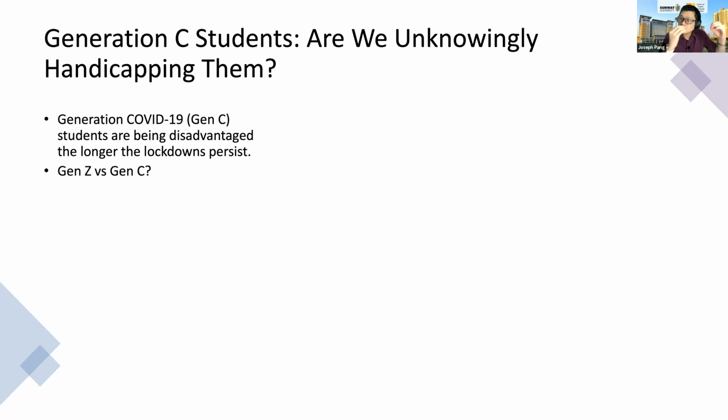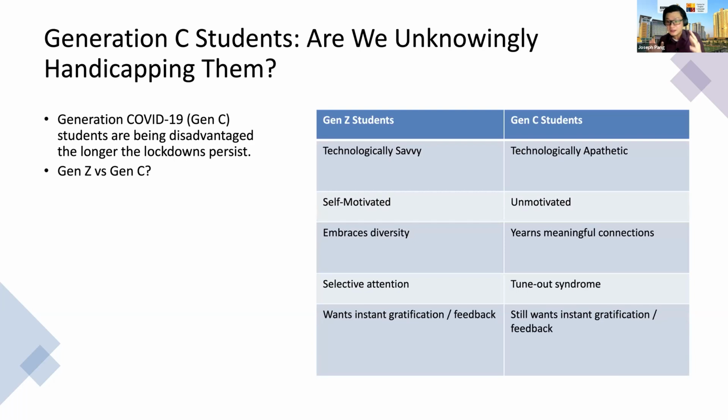It changed them from Generation Z to Generation C. It's a particular special type of generation that only happens during lockdown. Why? Because it creates technologically empathic students. Remember, Generation Z students are technologically savvy. They are born into technology. They are born knowing how to use touchscreen.